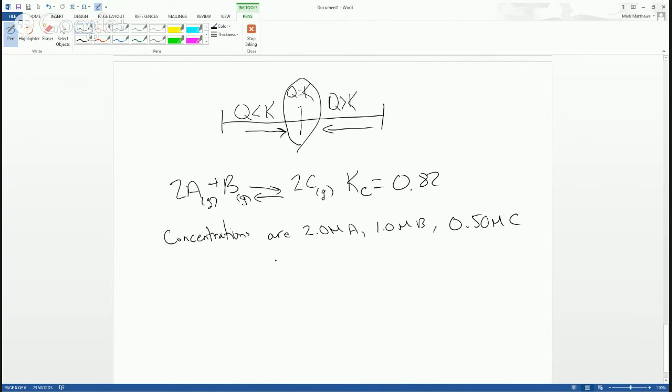So these may be the right concentrations for equilibrium. Probably not, especially if you just pull these numbers out of your butt like I just did, or wherever you pull out numbers. So to see if these are the equilibrium concentrations, and if they're not, what needs to happen to achieve equilibrium, you plug it into your expression for Q.